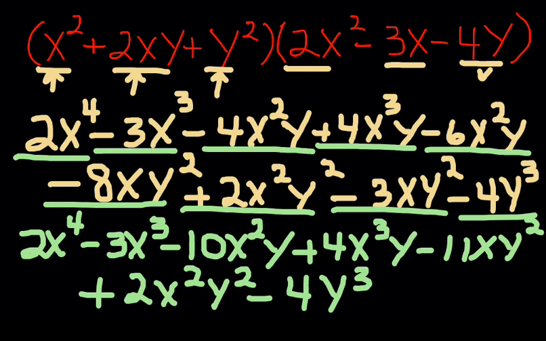Always a good idea to just double check it, but if I've combined all of my like terms correctly, that should be my final answer. I simply distributed and combined like terms. And that's it for how you multiply polynomials together.